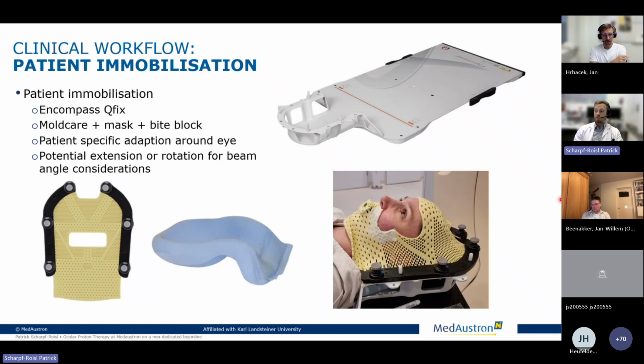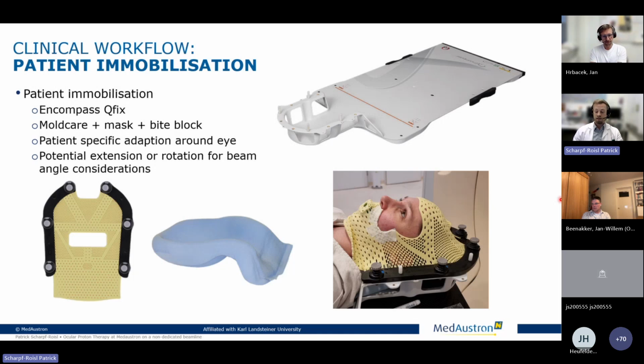We also can adapt the mask after the hardening around the head to make sure that we don't tighten the skin too much and it's easier to pull the eyelids out of the field. We have the possibility to rotate or extend the head if we find it feasible.